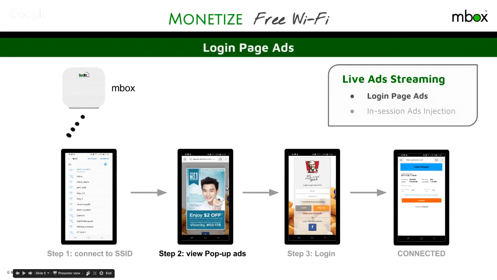After they've seen the ads, they can see the login page and proceed to sign in and get connected. So this is basically a guaranteed view, or impression, for the ads, because whoever needs to log into the Wi-Fi has to see the ads first. This is the simplest way of pushing ads to the user.